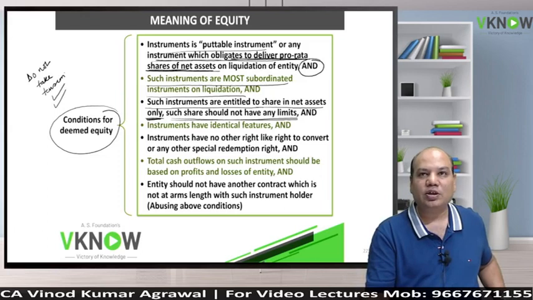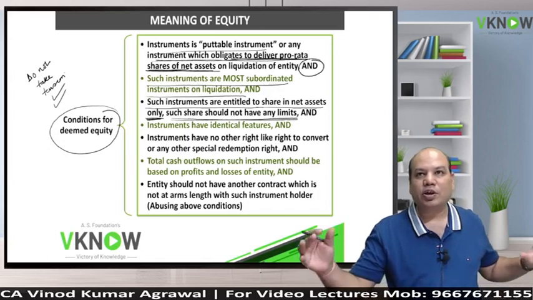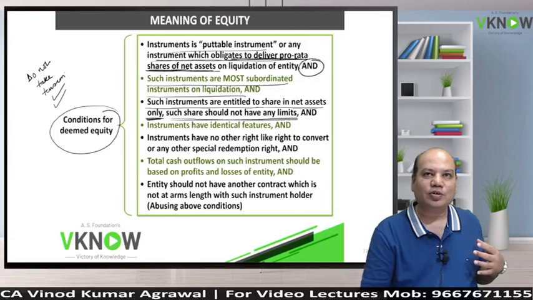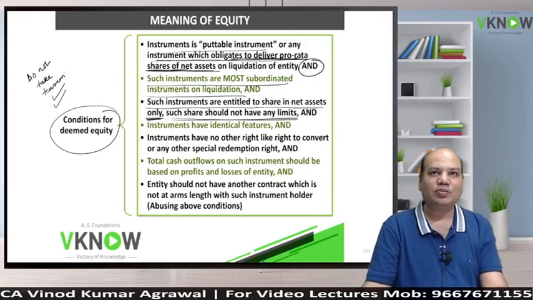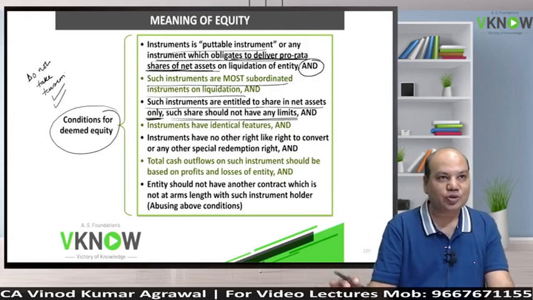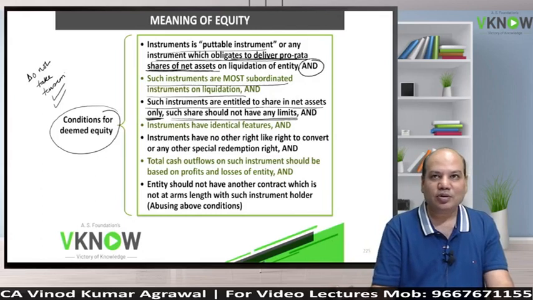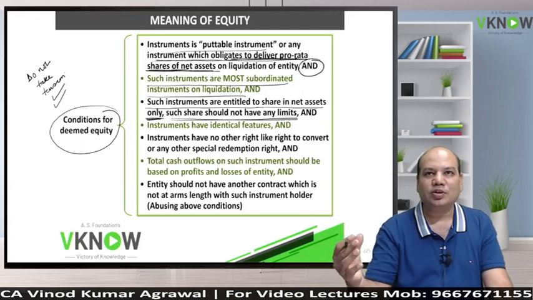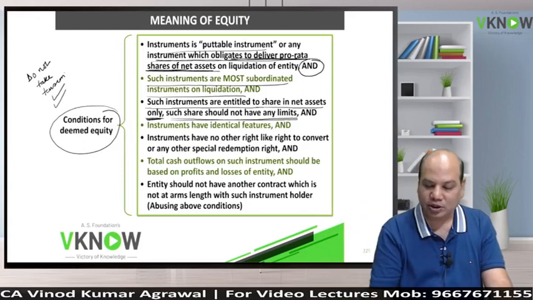If the agreement says you will get a share in the net asset on liquidation, subject to a maximum of 5 lakh rupees, then it is not a deemed equity. If the company has a net asset of 1000 crore and you have a 2% stake, you will get 2% of 1000 crore. You can't put a limit on this. But the moment you see a limit, that on liquidation subject to not more than something, it is not a deemed equity, matter closed.